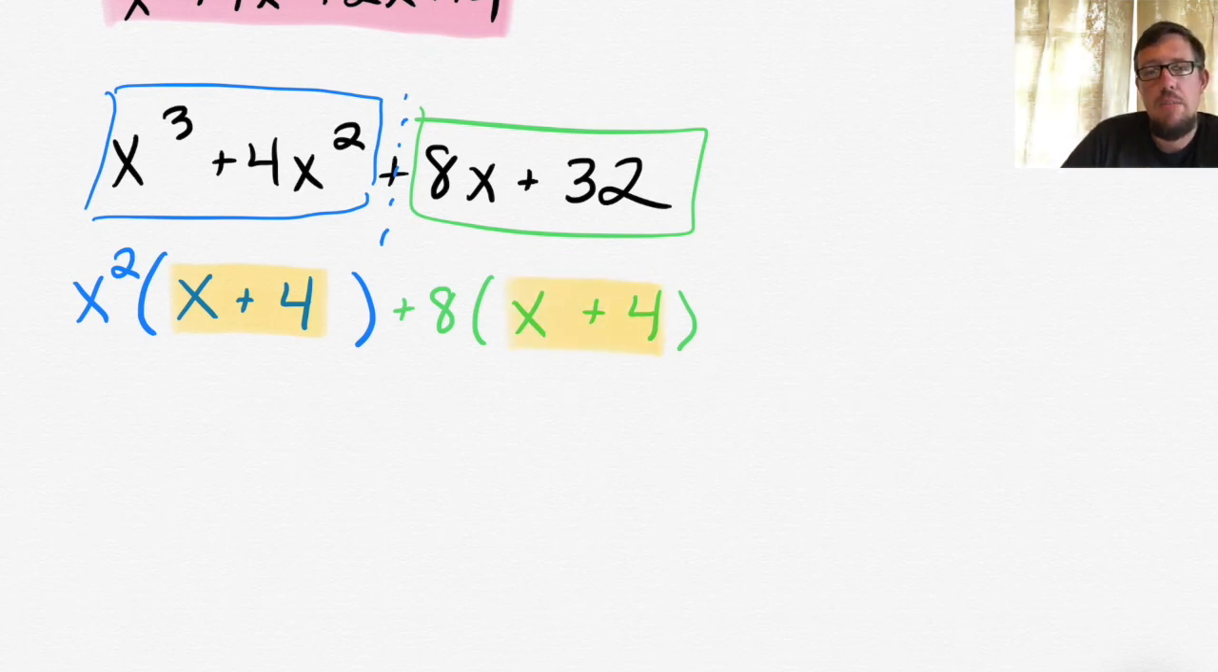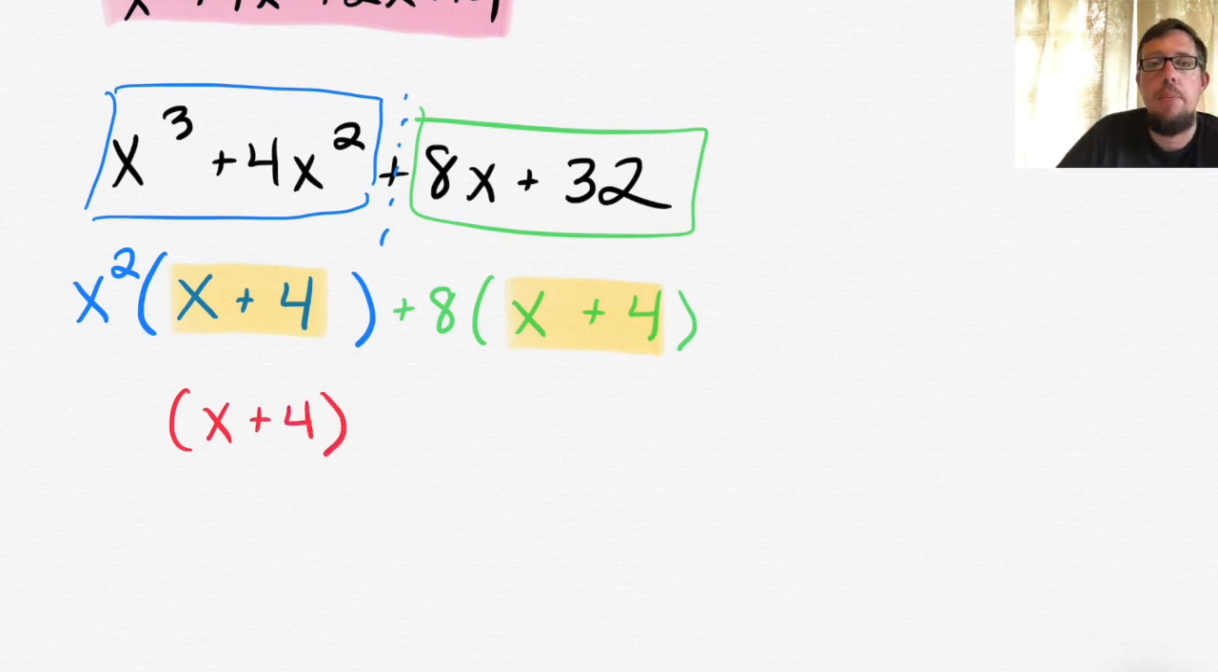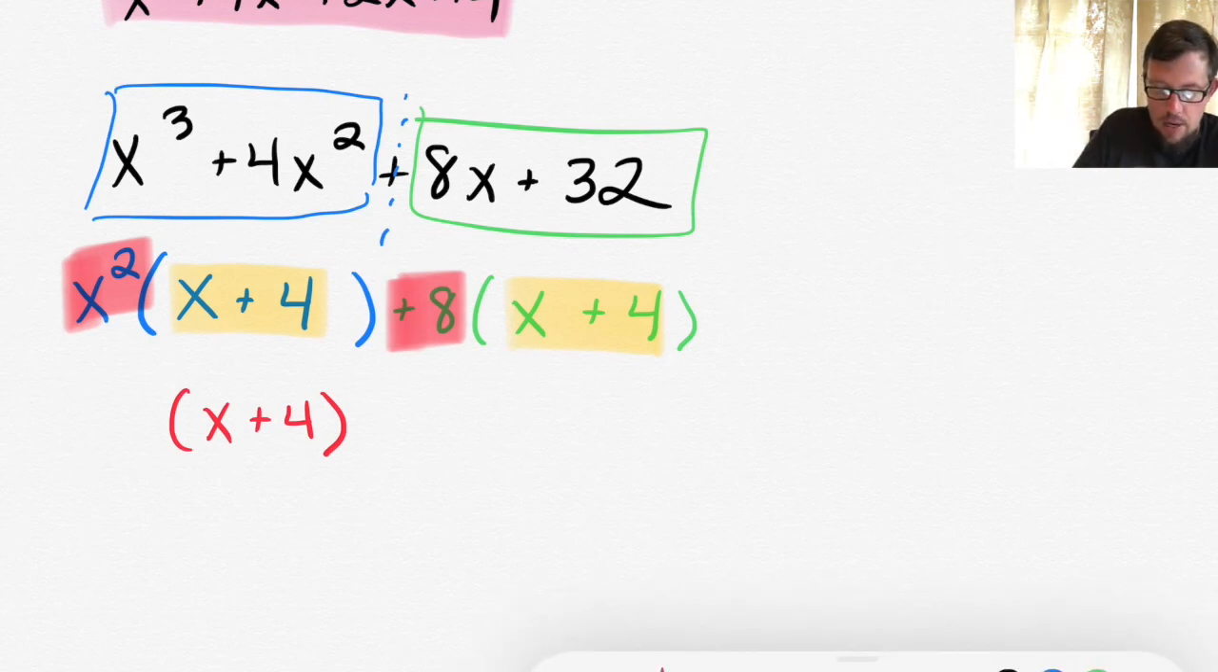Since they both have x plus 4 as a common binomial, I know that one of the sets of parentheses in my answer is going to be x plus 4. The common binomial is one of my sets of parentheses. I'm factoring out the common binomial. The other set of parentheses is what's left after I factor out that common binomial. Well, I've got an x squared, and I've got a plus 8. So my other set of parentheses is x squared plus 8.